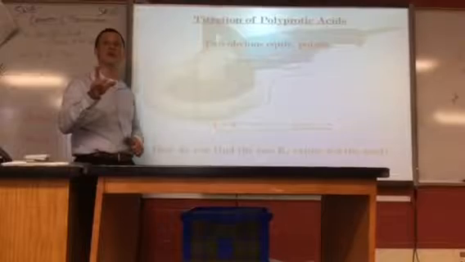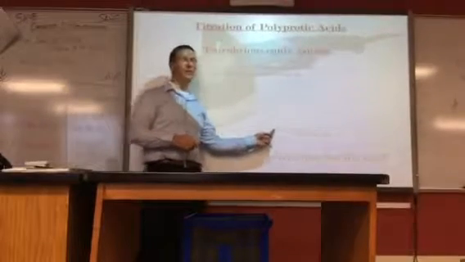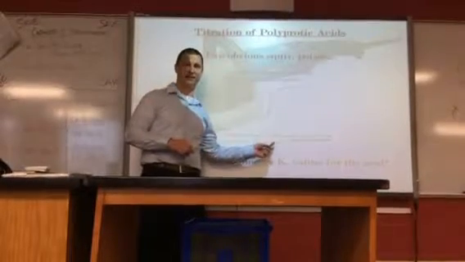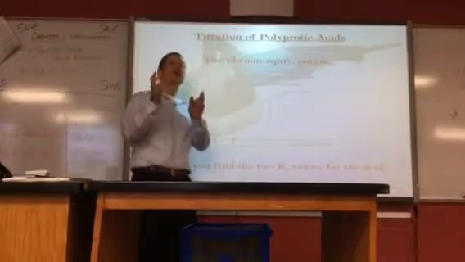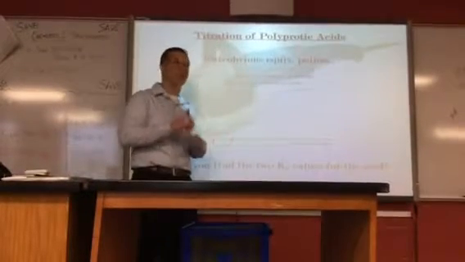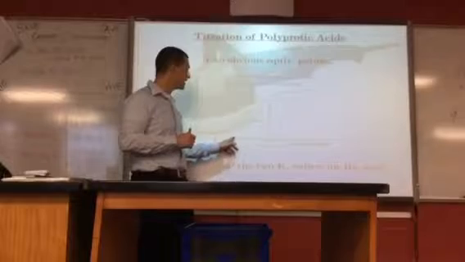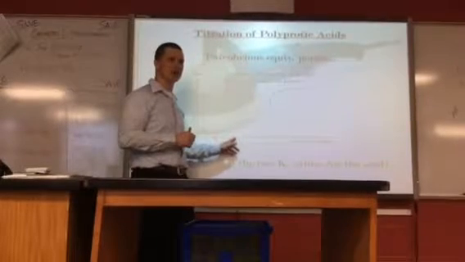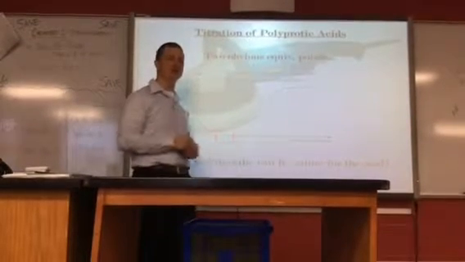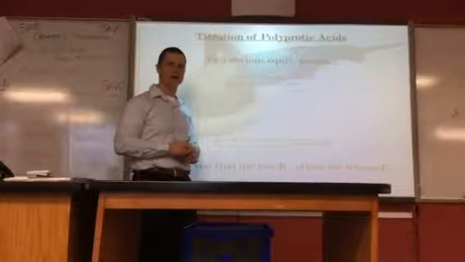Okay, now I got a question for you. What about that second hydrogen coming off? What is its Ka? Remember I told you that all the first hydrogens come off before the second ones start coming off. So the second Ka starts right there. How would you find Ka2 then for the second hydrogen?